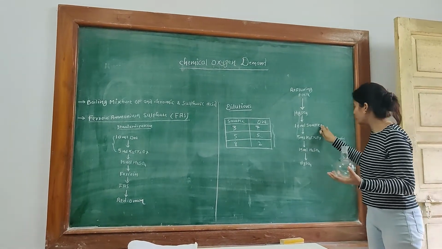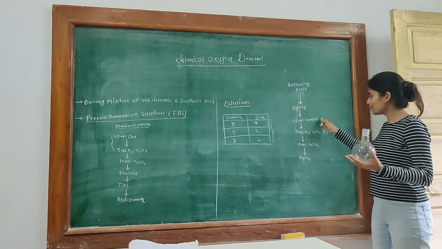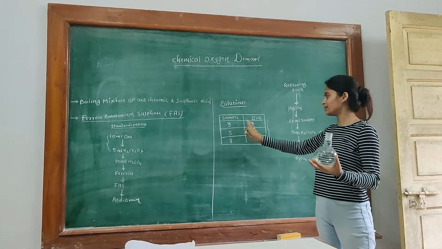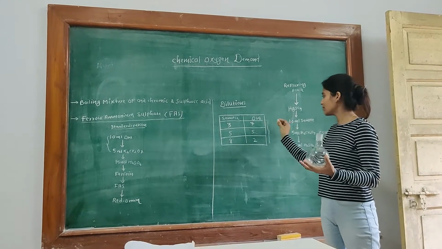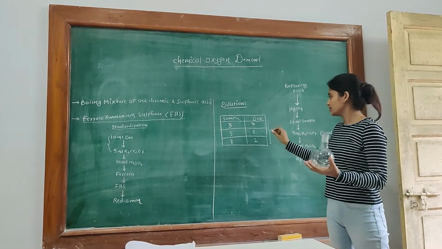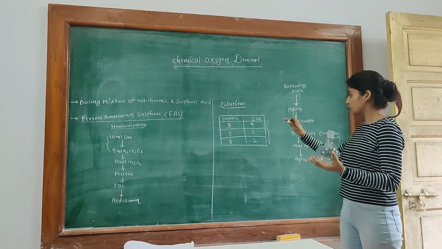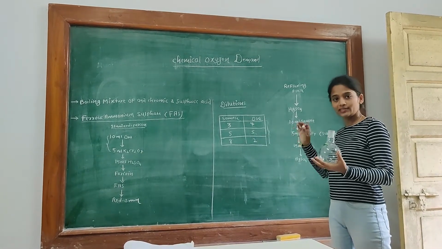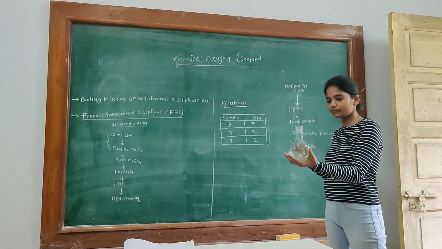Then you need to add 10 ml of sample. So the sample is like this: 3 ml sample and 7 ml distilled water. This is sample 1, for example. Then like this. For every dilution we need to make a separate bottle, and use a separate flask.